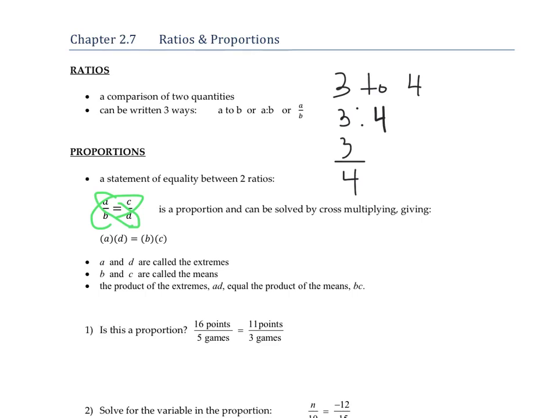So A times D here equals B times C, the other diagonal. We don't need to be too concerned with the definitions here, but A and D are called the extremes. B and C are the means. The product of the extremes equals the product of the means.